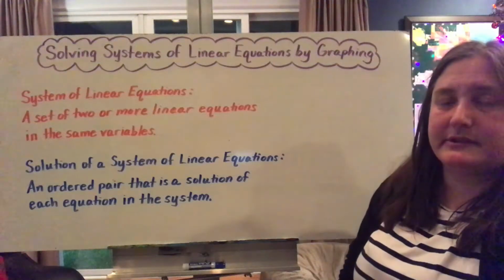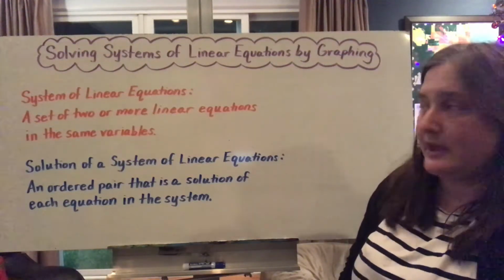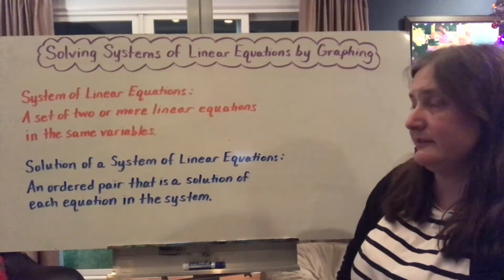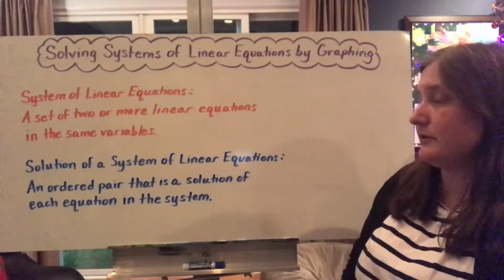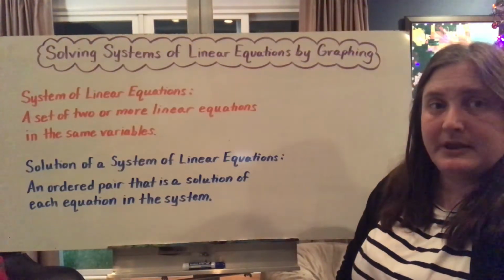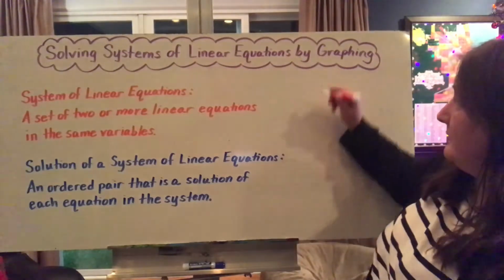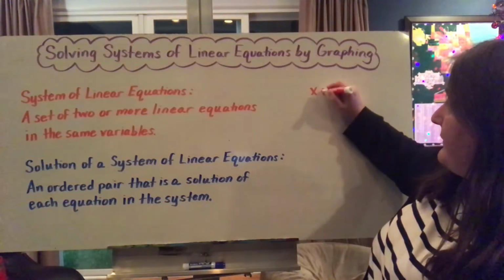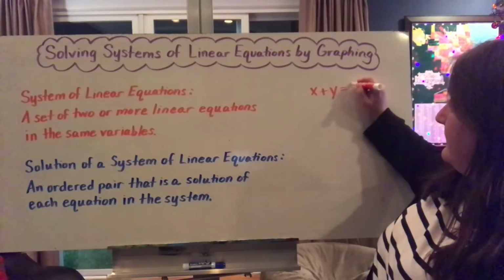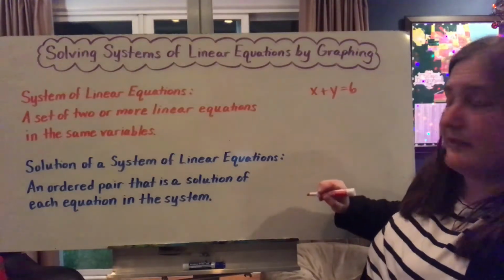Today we're solving systems of linear equations by graphing. A system of linear equations is a set of two or more linear equations in the same variables. An example of a system of linear equations would be if I had two equations that both had the same variables.